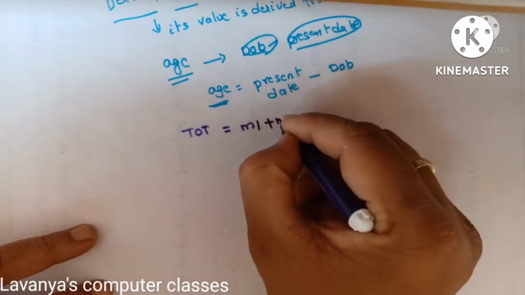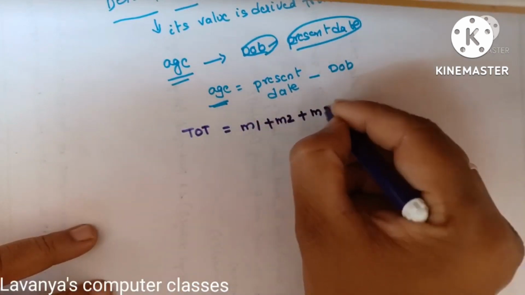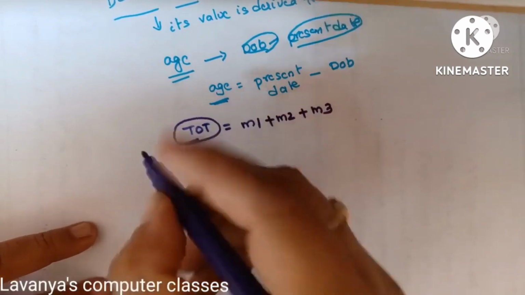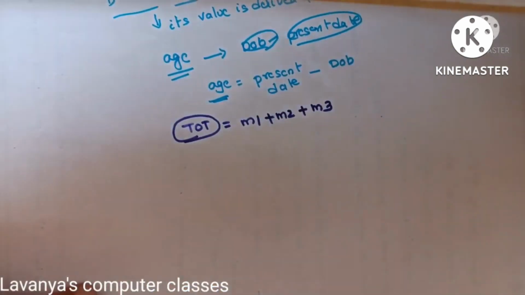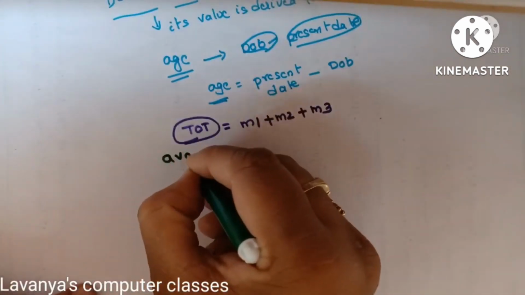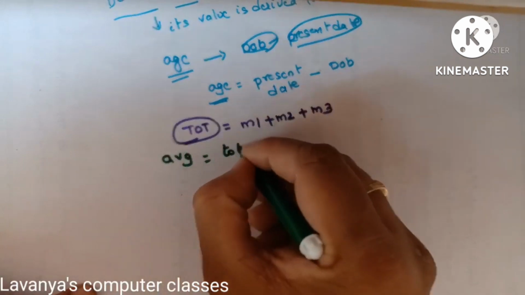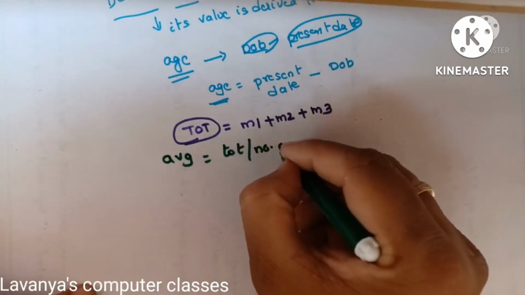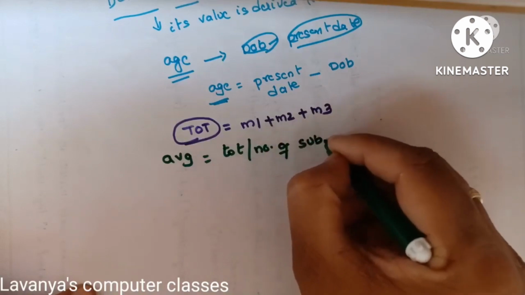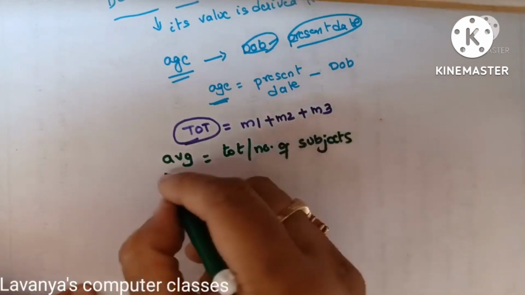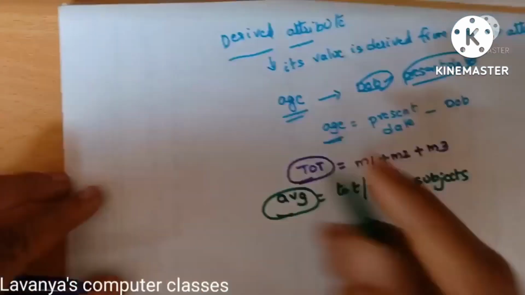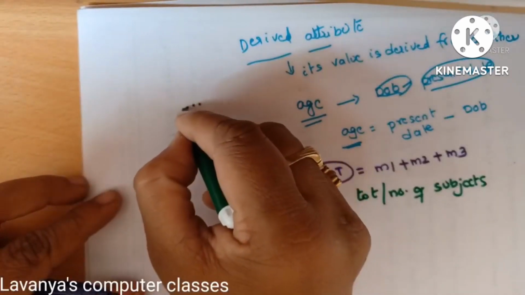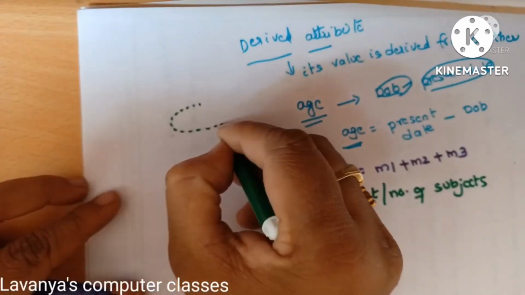How can you calculate the total marks of the student? We get marks in the first subject plus marks in the second subject plus marks in the third subject. Then we get total marks. So total is a derived attribute. Similarly, average: total marks divided by number of subjects. Without knowing total marks and number of subjects, it is not possible to derive the value of the average.